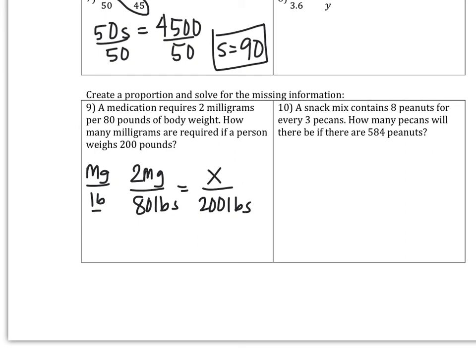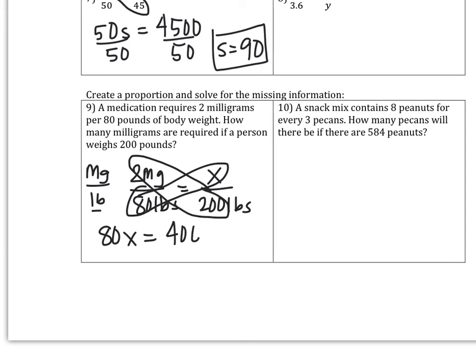So again, we're going to cross multiply our 80 and our x. 80x equals 200 times 2, which is 400. Divide both sides by 80, and we get x equals 5. And 5 is in relation to milligrams, so it's going to be 5 milligrams.